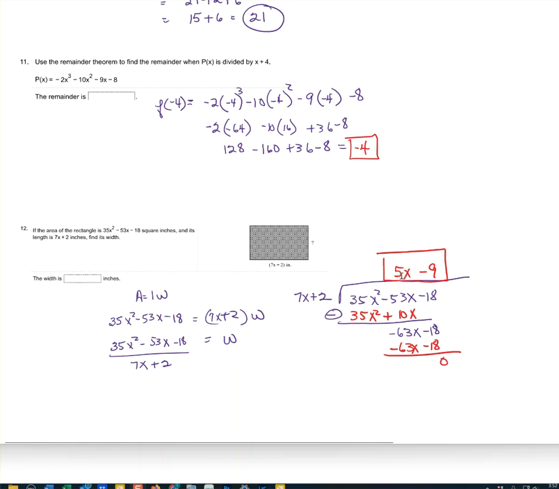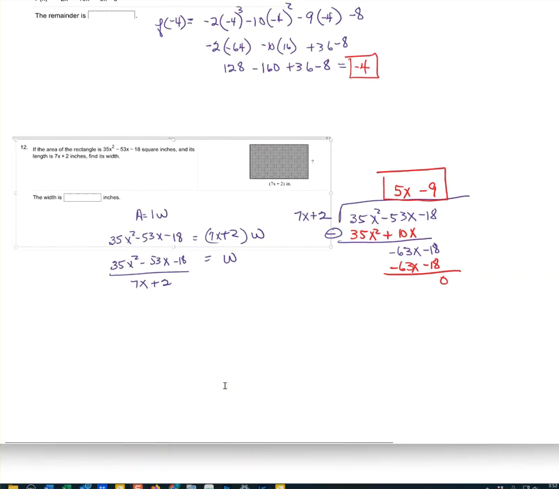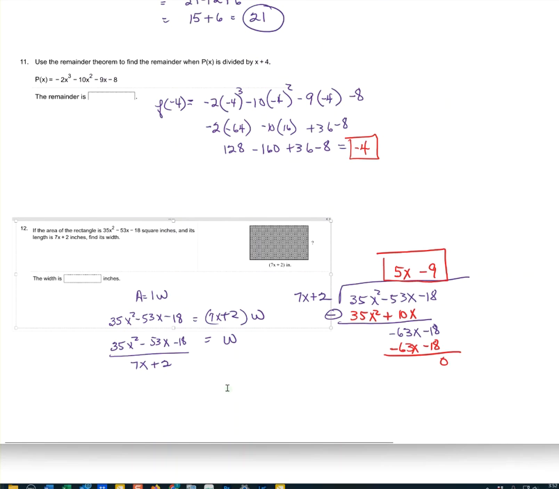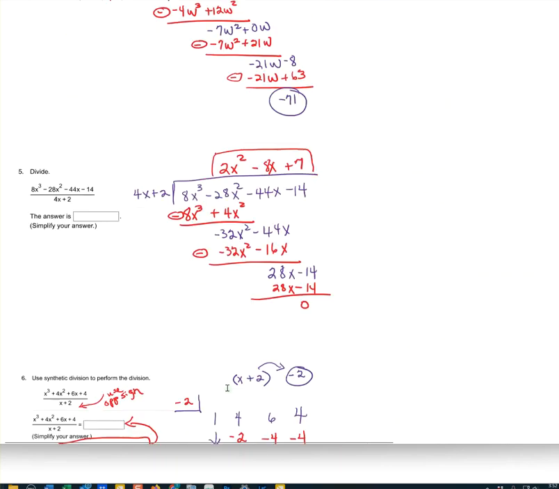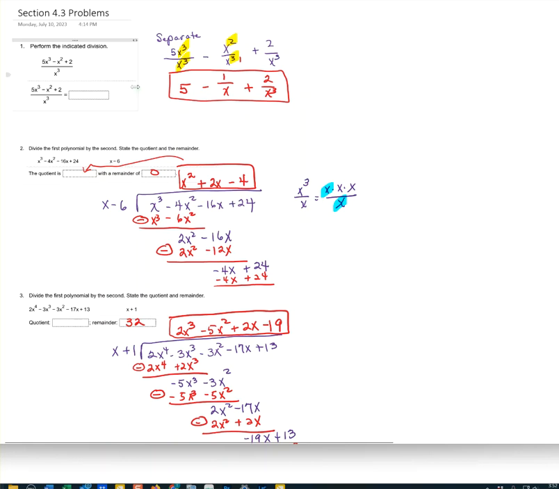7x goes into that 5x times, multiply, put here, subtract. You get negative 63x here, bring down the negative 18. And when we subtract, we get 0. So this is our width, and that's what goes here. So I think that is dividing polynomials and using the remainder theorem, and we should be good. That'll get you on 4.3.